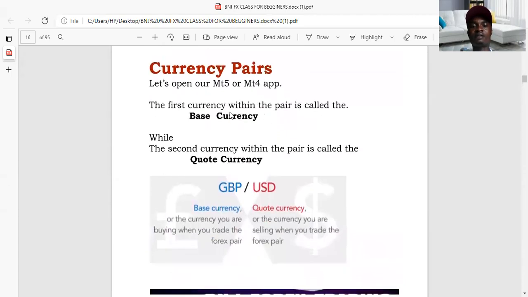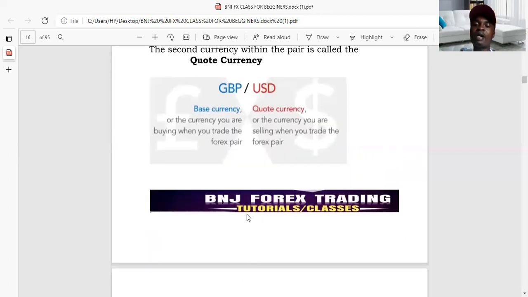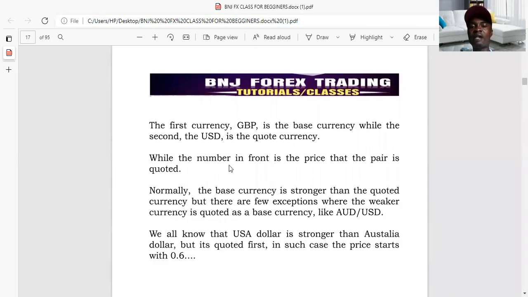Maybe when you open your MT5 in our next class, we'll do justice to that. We'll show you the number they are referring to. But anytime you see a currency pair when you open your MT4 or MT5, there must be a number. So that number is what they are referring to, while the number in front is the price that the pair is quoted.